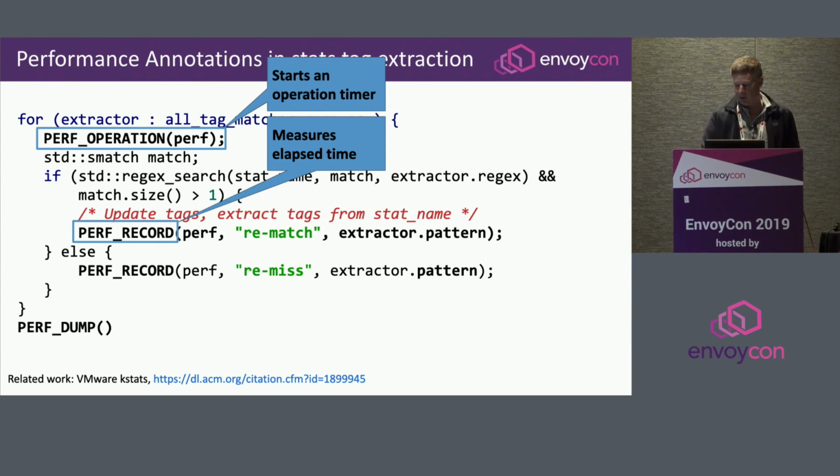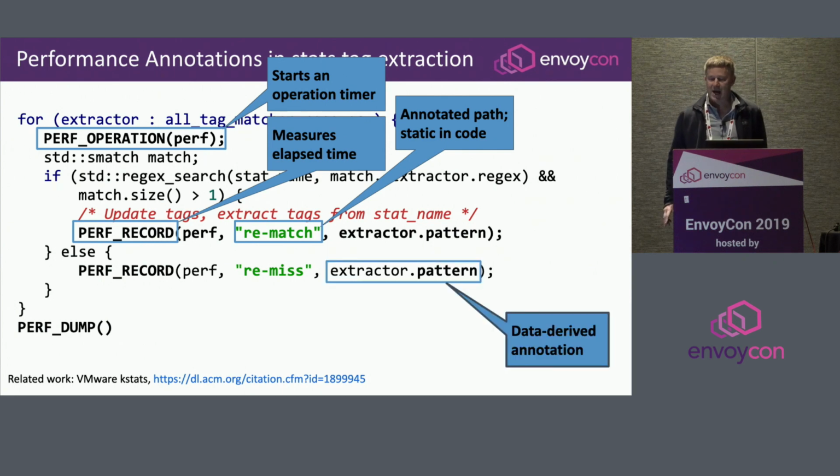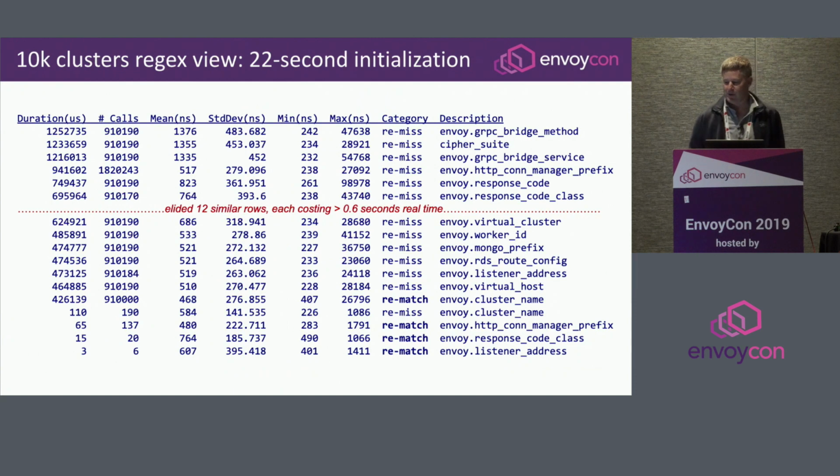In particular, there are 2 bits of annotations that you want here. One of them is a static one, which identifies, in this case, whether the code went on the match path or the miss path. The other one, which was really important, was what exactly was the pattern that it was trying to match when it took a lot of time. Once you have all of that, you can dump out the results into a table, and you get something that looks like that.